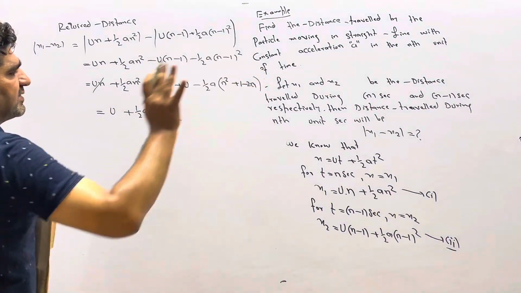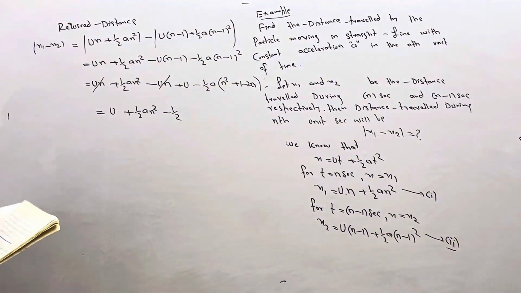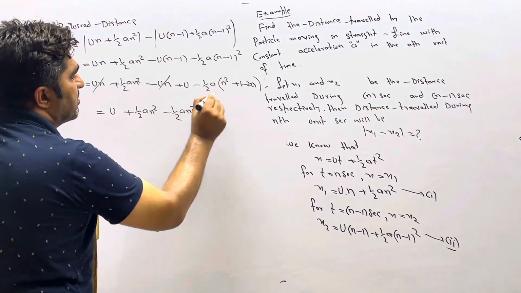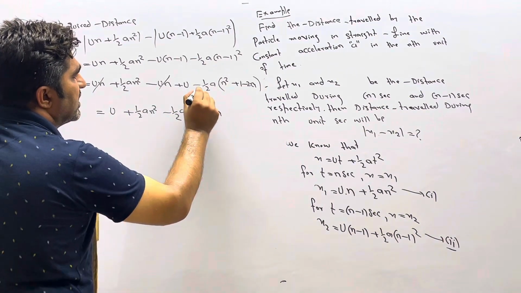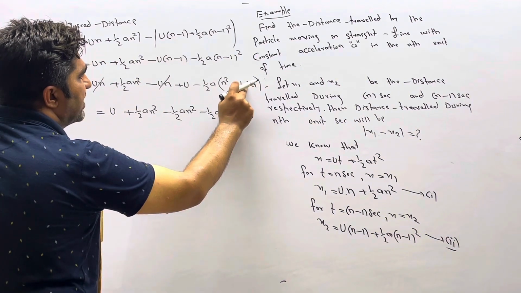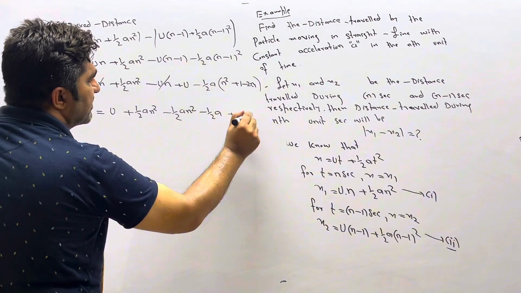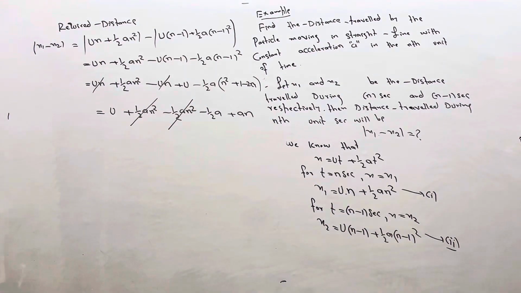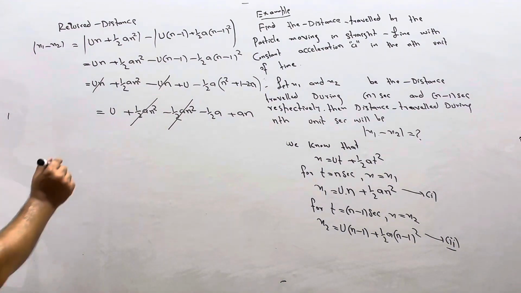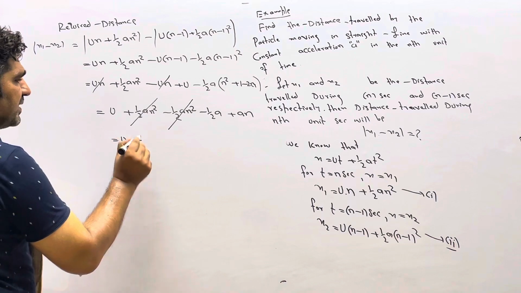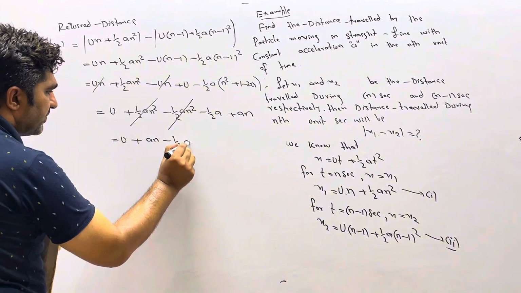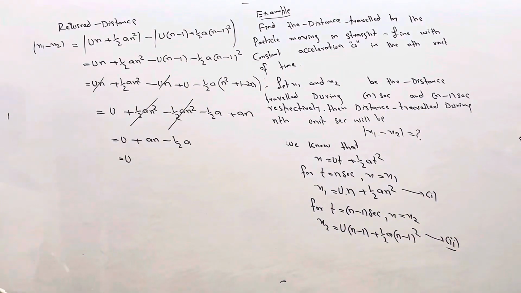I can multiply all these things there. So what will happen here? Minus 1 by 2 an square minus 1 by 2 a, and 2 and 2 will be cancelled. Minus minus which will be plus, it will be plus a. Let's see here. This is my plus 1 by 2 an square. This is minus 1 by 2 an square. This can be cancelled. So you will be having here u plus this an and minus half a. U will be as it is.